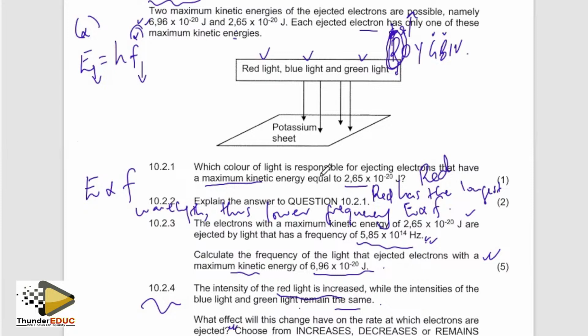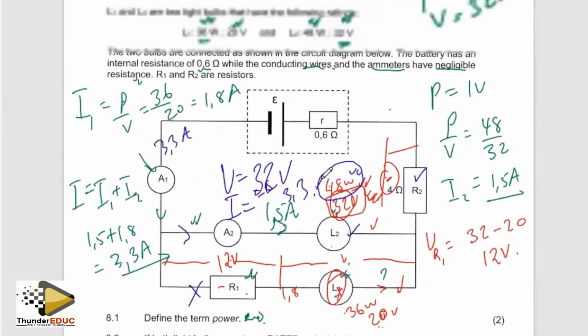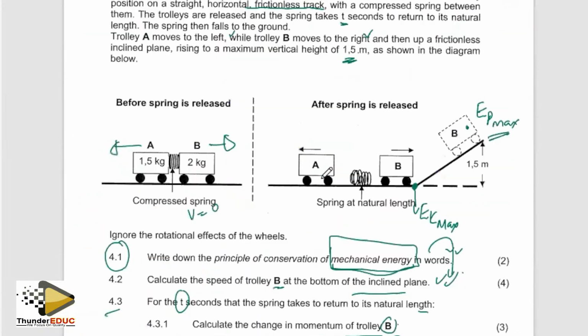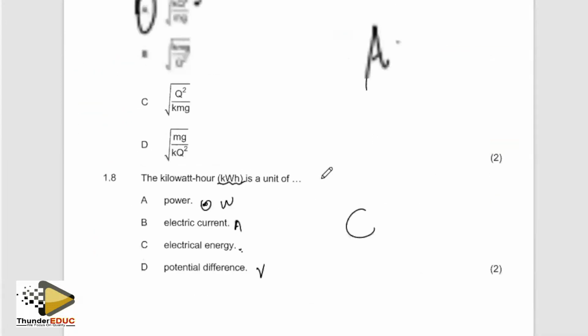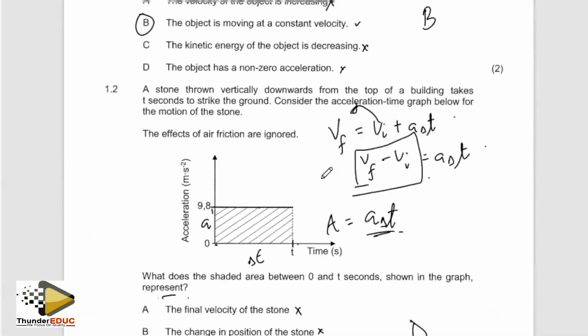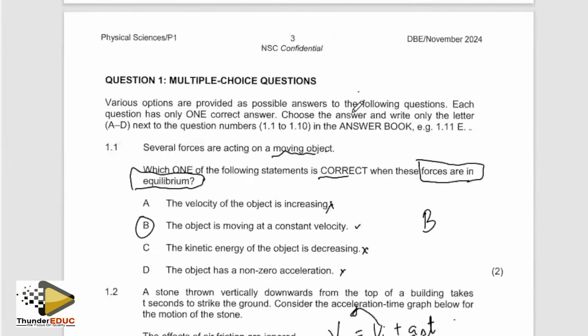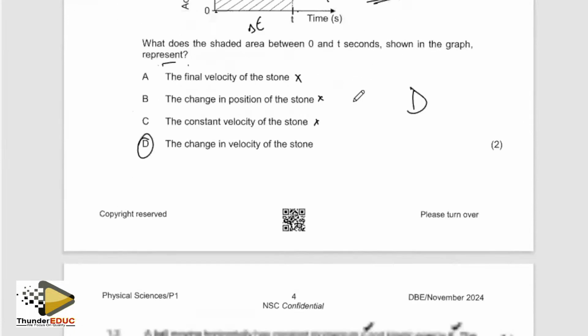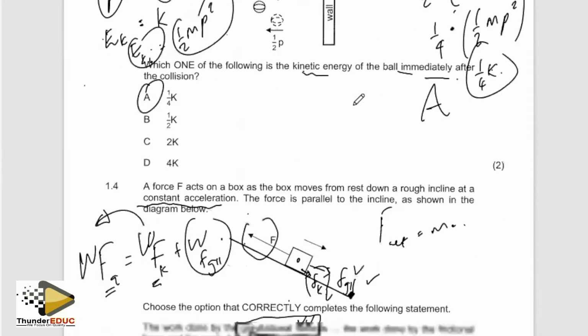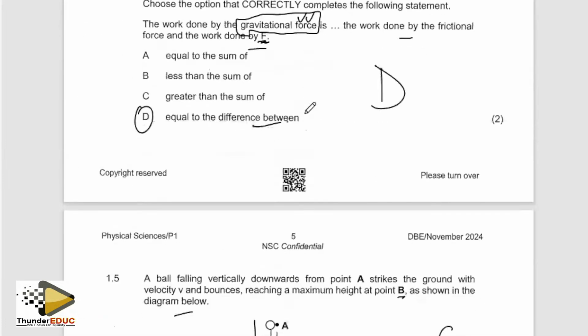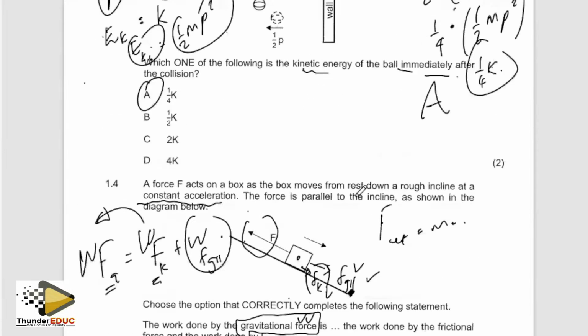All right, then, so guys, that's that. I think the paper was just fair enough. I wish you all the best in your preparations for paper 2. Please remember, this is just a suggested memorandum. This is not the actual memorandum. So if you have a different opinion about certain questions, feel free. We're not robots that must get everything correct. All right, guys. Wish you all the best. Bye-bye.